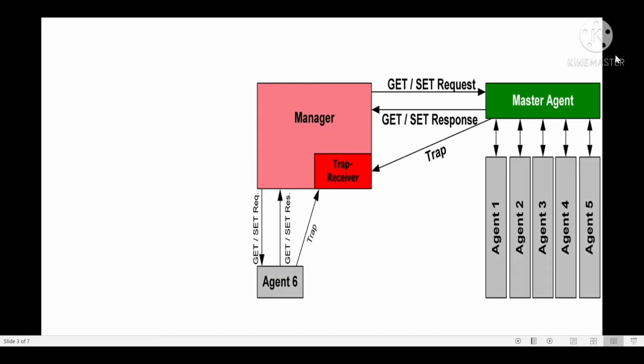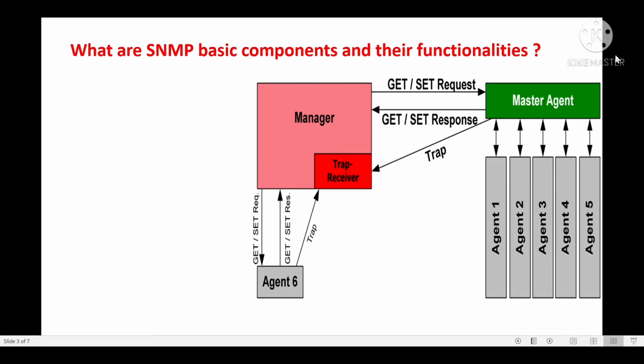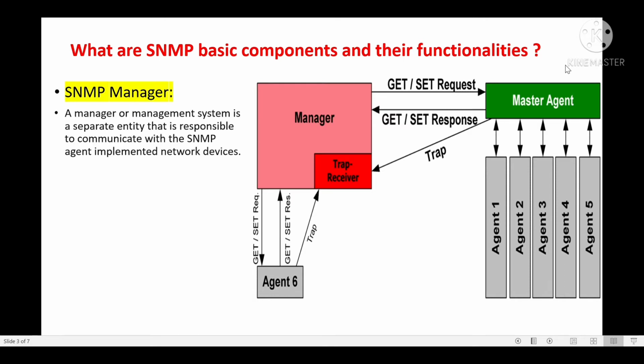Now let us see some other details about SNMP. Let us see what the SNMP basic components are and what the functions of the components are. So the first component is the SNMP manager. The SNMP manager is a system that is responsible to communicate with the SNMP agent and implemented network devices. So basically the SNMP manager will communicate with the SNMP agent and fetch the data from the agent devices.